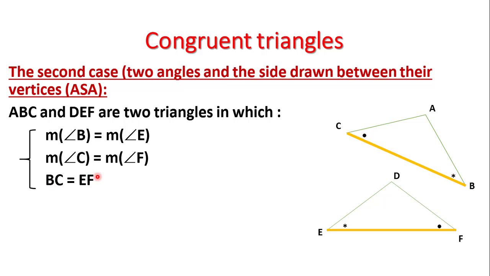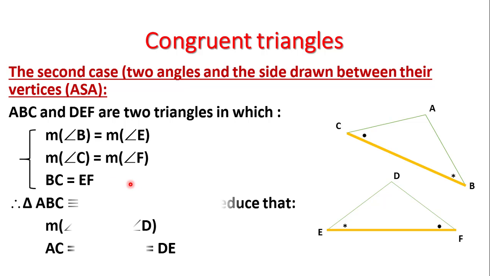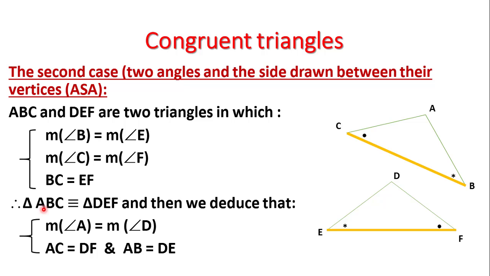Now we can write the two congruent triangles in order: triangle ABC is congruent to the triangle DEF by the same order. So we can write the result of congruency: measure of angle A equals measure of angle D. Also AC equals DF and AB equals DE. This is case number 2, two angles and the side drawn between their vertices, ASA.